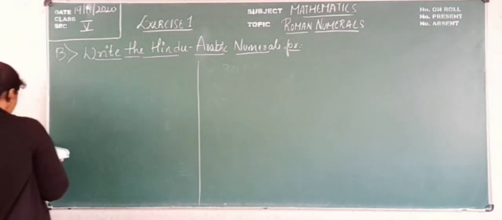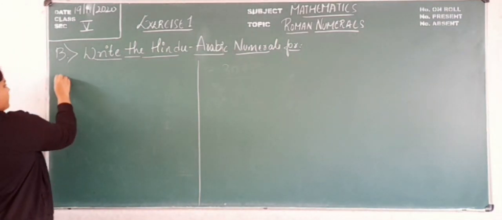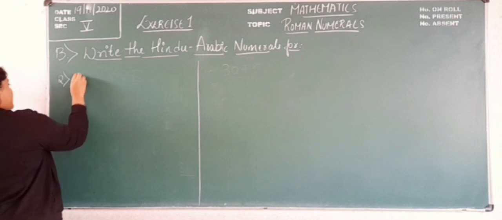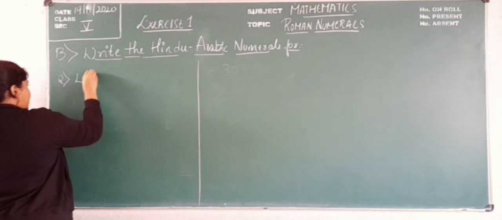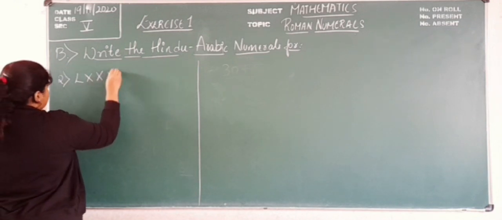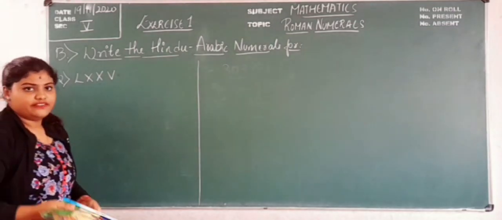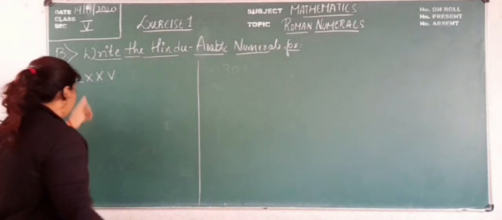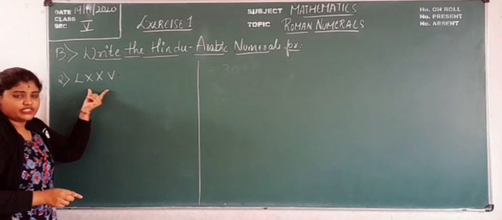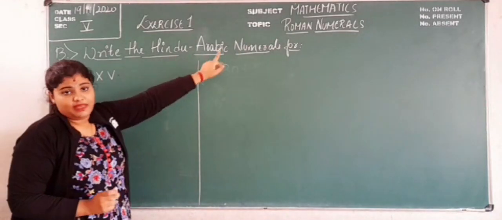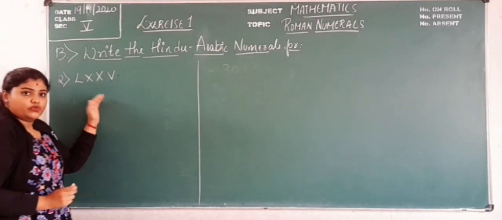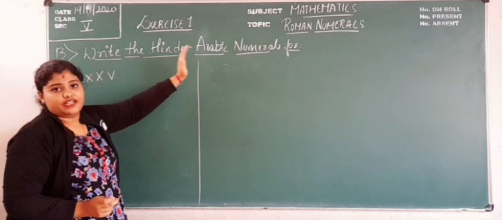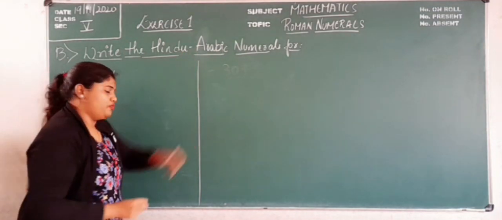Next question. We have L, X, X, V. The next Roman numeral given is LXXV. Now we have to convert this into a Hindu Arabic numeral. They have given a Roman numeral, and we have to convert that into a Hindu Arabic numeral.